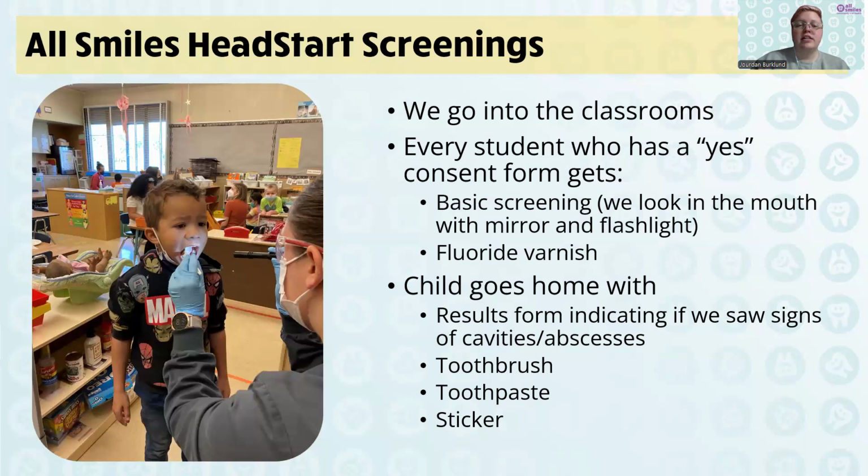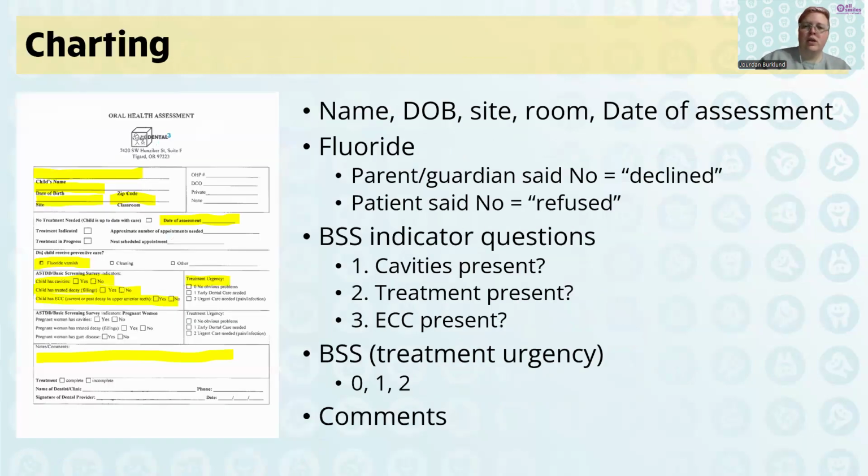So, yes, a lot of times we'll go into the classrooms, or sometimes we're in an office where we see the students. And for a basic screening, we just use a flashlight and a mirror and we look in the mouth. We're looking for cavities, for abscesses, for any abnormalities to make note of. And then we provide fluoride. At the end of the day, the kid will go home with a results form indicating if we saw any signs of cavities or abscesses. They'll get a toothbrush, a toothpaste, and a sticker.